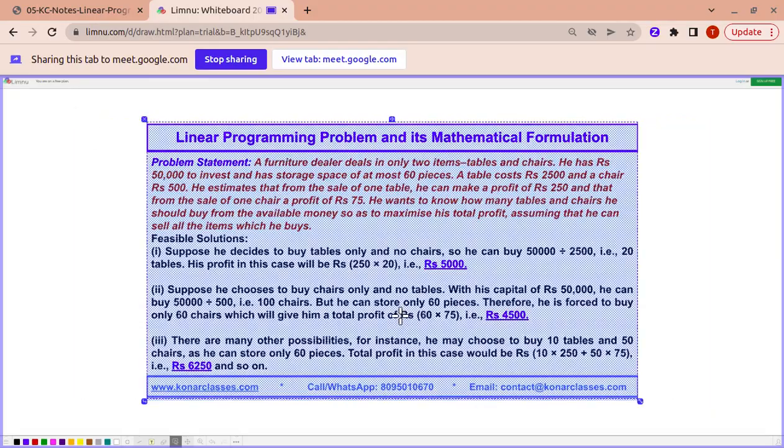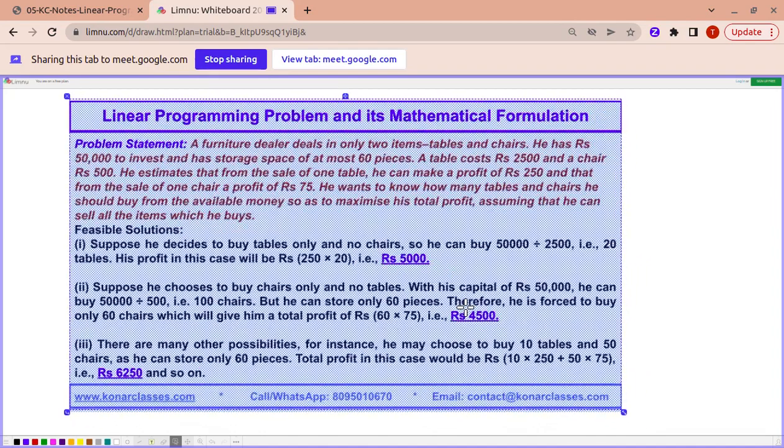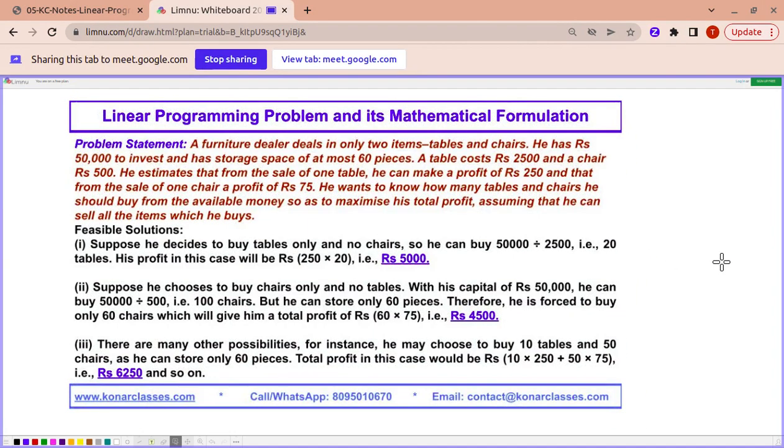The problem statement is again mentioned here, so that you will get familiar with it. Now, for this problem statement, let us take three different cases. The first case, suppose he decides to buy tables only. How many tables can he purchase? The cost price of one table is rupees 2,500, and he has 50,000 rupees to invest. So, the number of tables he can purchase is 50,000 divided by 2,500, which is 20, correct? 20 tables he can purchase.